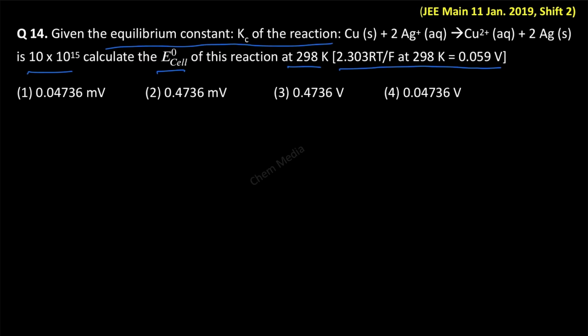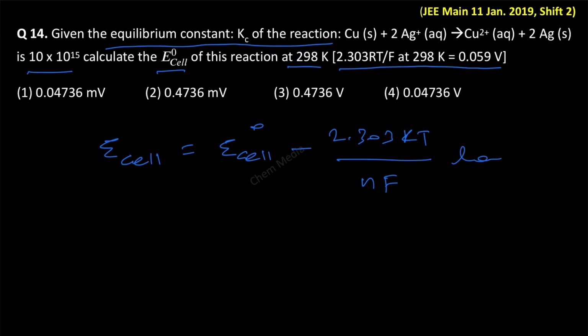We know that the Nernst equation is E cell is equal to E cell standard minus 2.303 RT by NF log Q. Q is the reaction quotient. We also know that at the equilibrium, Kc is equal to Q. Also at the equilibrium, delta G is equal to 0.